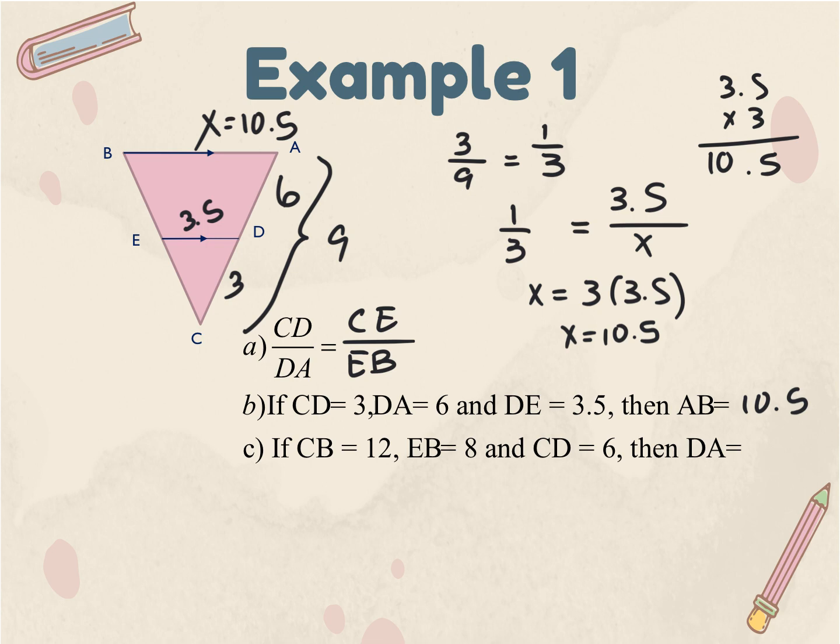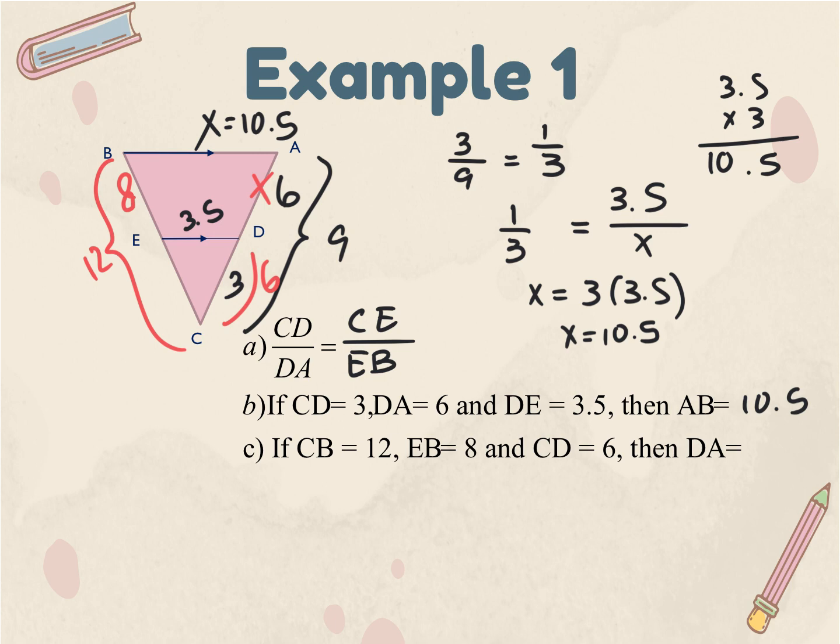And then for C, if CB is equal to 12, so this whole thing is equal to 12, and EB is 8, and we have CD is equal to 6, so we get a new number of 6, then what is the A? We're trying to find this DA in red. So to do that, I'm actually going to use the proportion that we have.